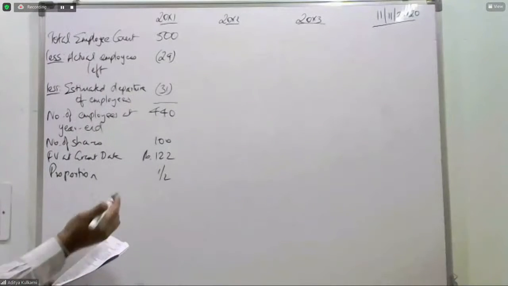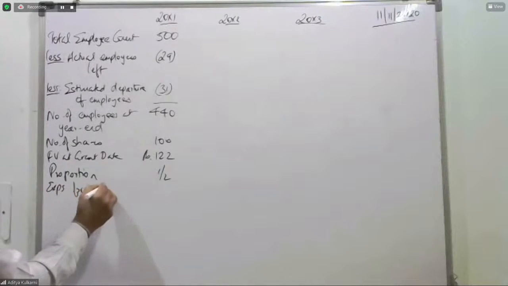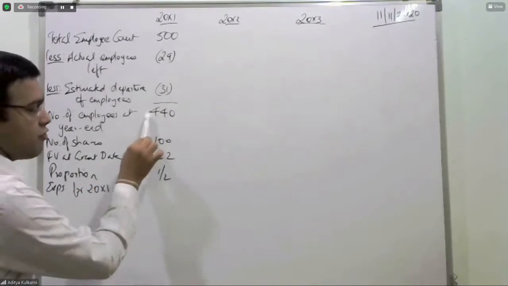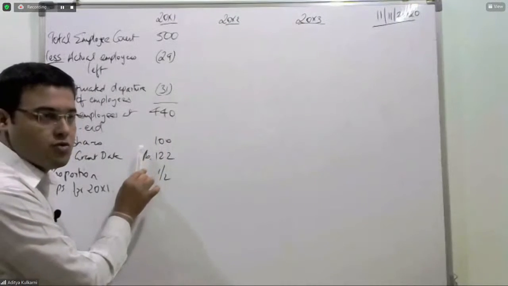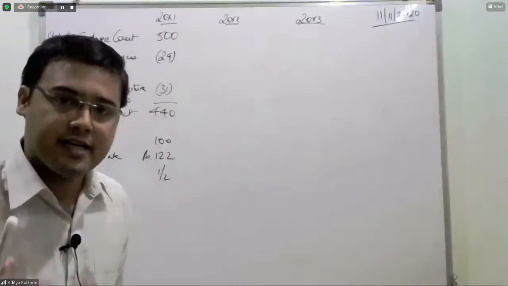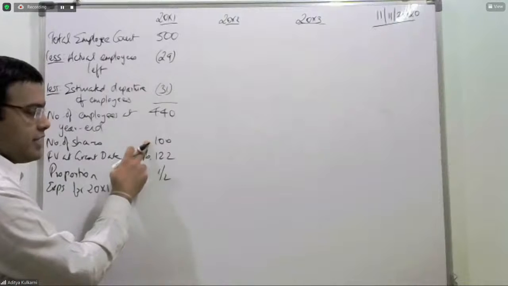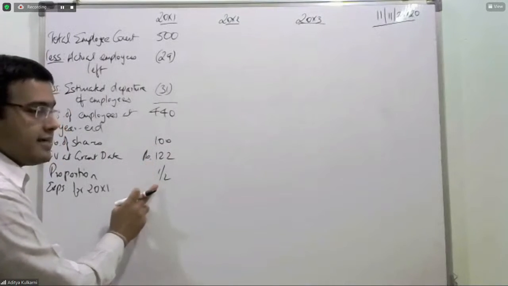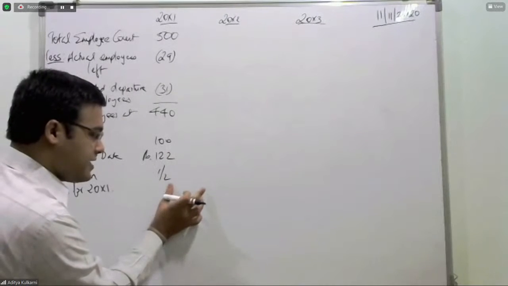Now, expenses for 20x1. What will be the expenses? It will be 440 employees likely to be present at the end of 2 years, assuming that my vesting conditions are met at the end of 2 years, into 100 options per employee, into 122 fair value at the grant date, into 1/2, being vesting period expected 2 years.